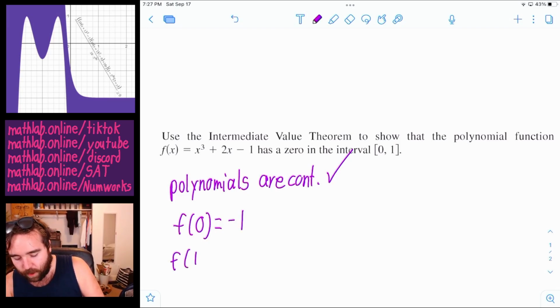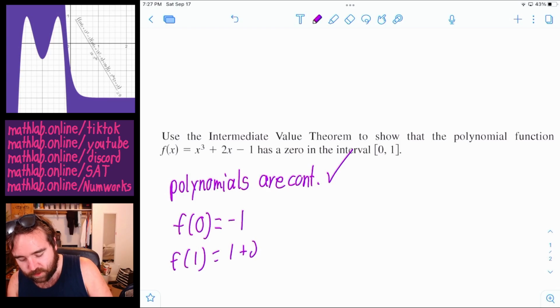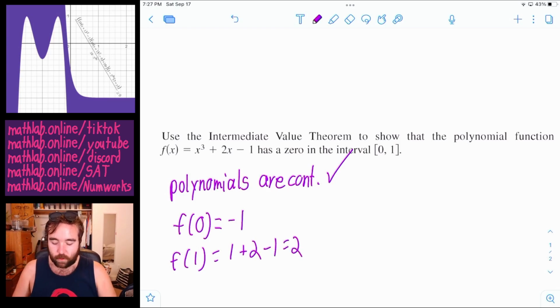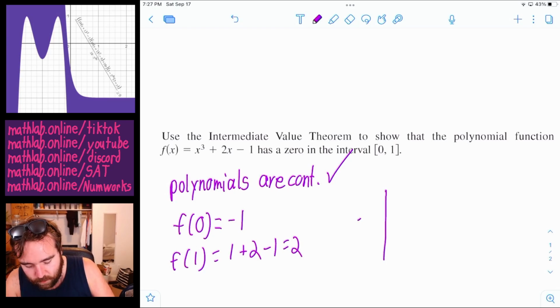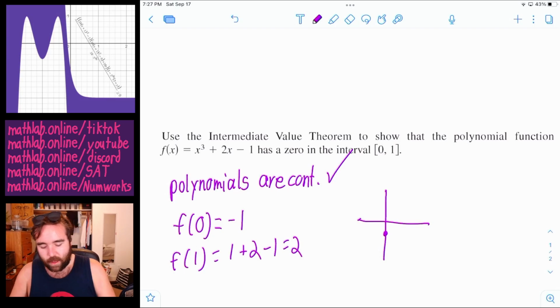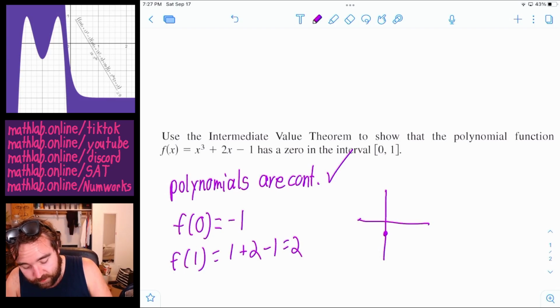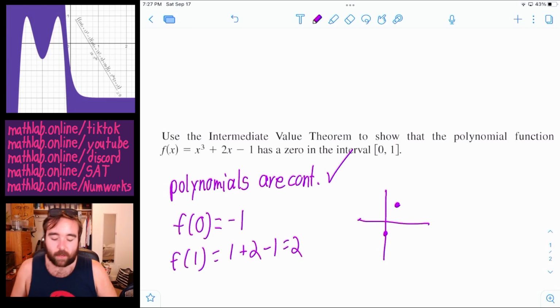What is f of 1? Well, you plug in 1 to the function. So let's see, 1 cubed is 1, plus 2 times 1, minus 1. So you get 2. So look at what that's saying. So that's saying at one point, at first, it's at -1. Let's actually draw this. So when x equals 0, it's at -1. And when x equals 1, it's up at 2.